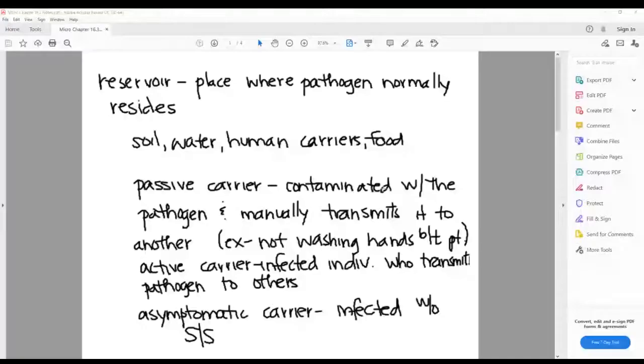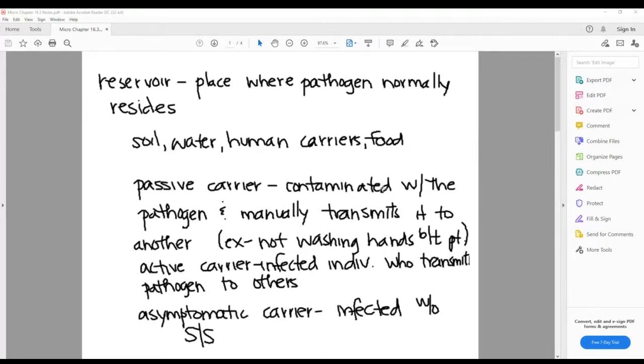In this mini lecture, I want to discuss section 16.3, which looks specifically at the modes of disease transmission. There's a lot of information packed into this section. So we're going to start off with some definitions, then we're actually going to get into our modes of transmission.